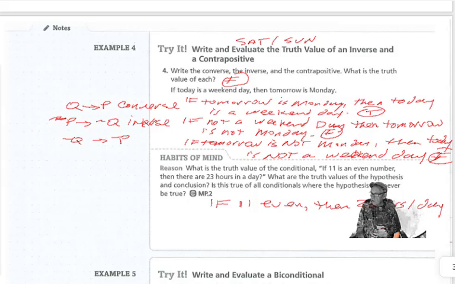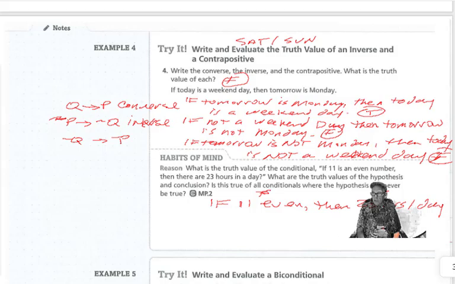That means this could be true or this could be false. It just happens that this part is false. 11 is not even, and 23 hours is not the number of hours in a day. But we can't really evaluate this statement as to whether it's true or false, because this if part isn't true to begin with. So the then part really says nothing that we can use to evaluate whether it's true or false. It may or may not be true. So the hypothesis is false, and the conclusion is also false.